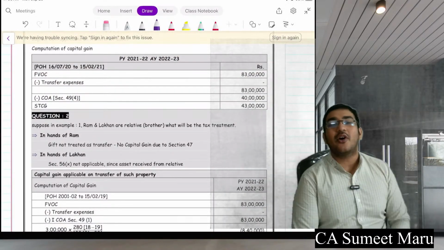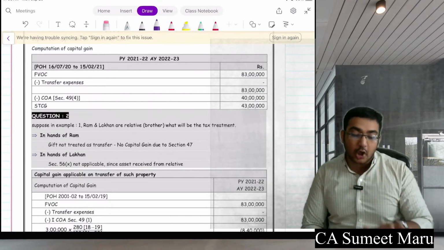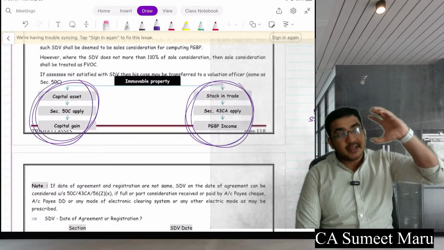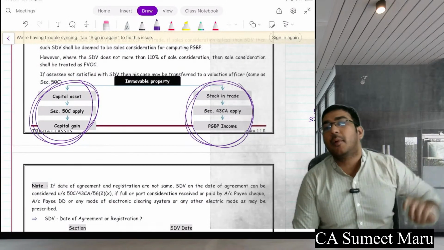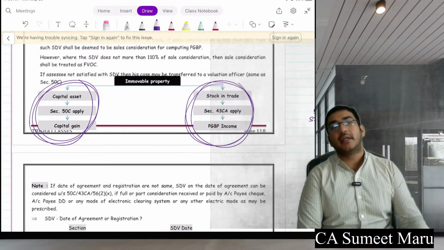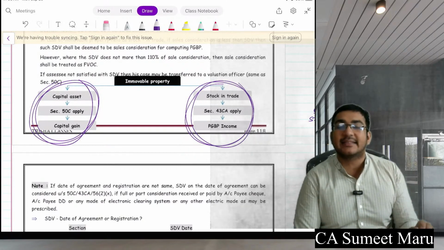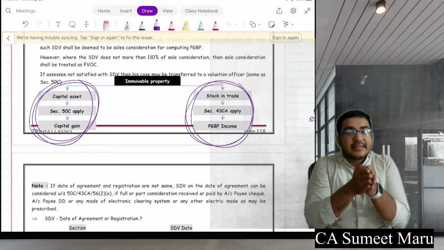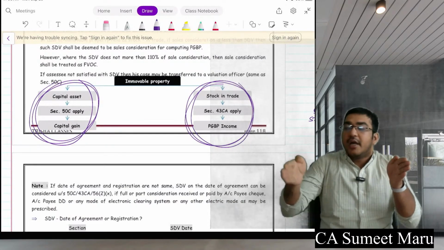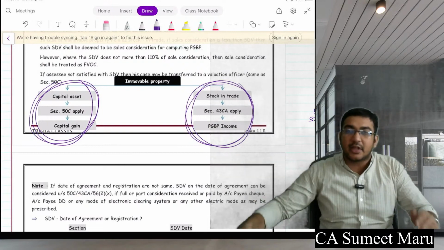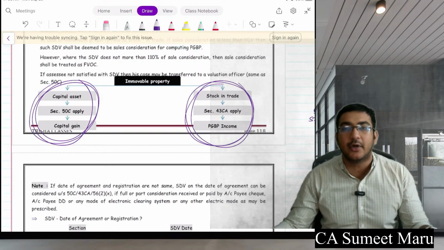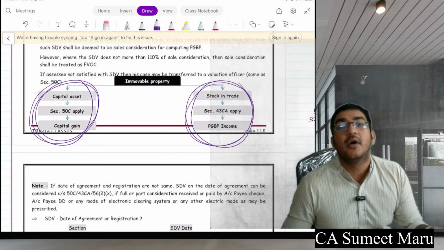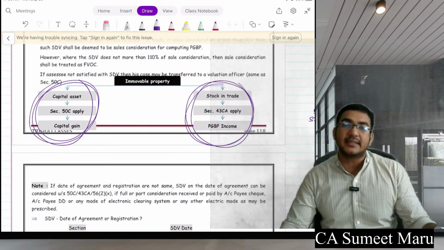Okay. Further, we have gone to another interesting part of the chapter, which talks about the immovable property. If the gifter, the transferor, is transferring the immovable property as stock in trade, 43CA will come. If it is transferred as capital asset, 50C will come. All of this section says that if your sell consideration 110%, you will go. If your stamp duty value is more than 110% of your sell consideration, simply accept your stamp duty value as your full value of consideration. If your stamp duty value is less than 110% of your sell consideration, in that case accept the sell consideration.